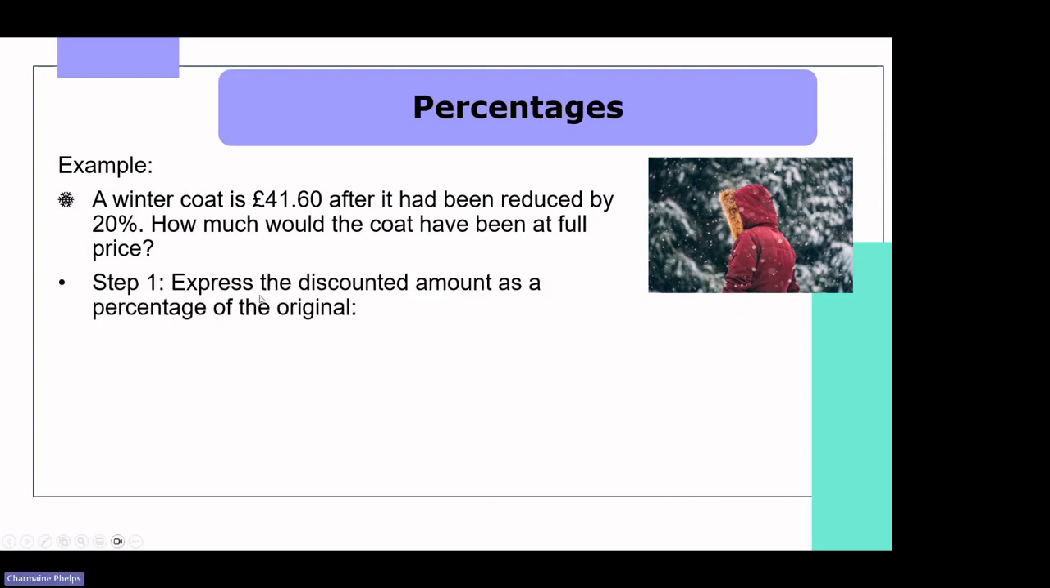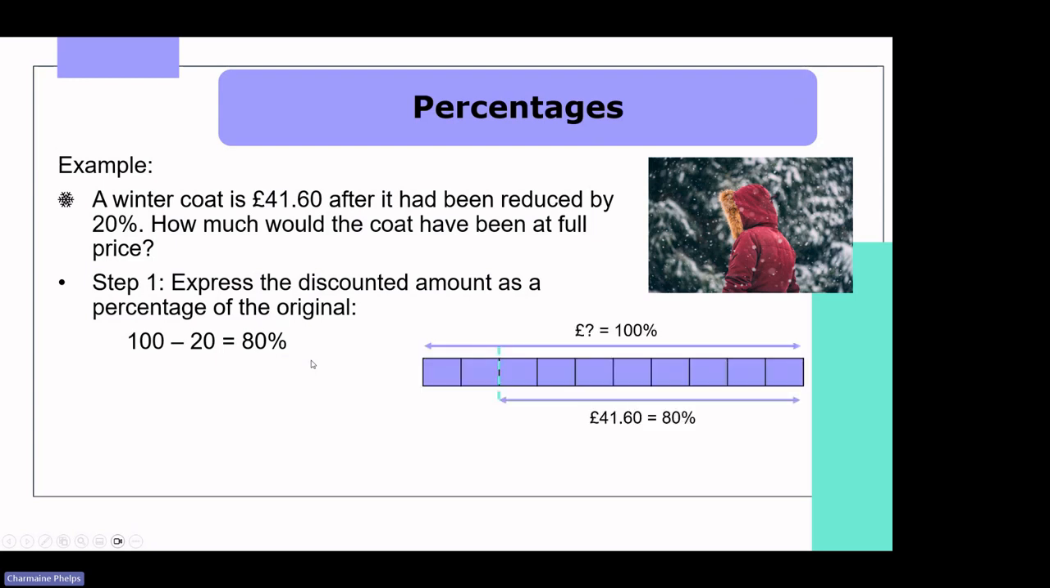When we're dealing with original value questions, and these do come up in real life, definitely in functional skills, and they may come up within the subject that you're teaching, the way I do it is I take it in steps. We need to express the discounted amount as a percentage of the original. The original is 100%, okay? If I take away 20, that means £41.60 is 80% of the original. You might understand better if I show you in a diagram.